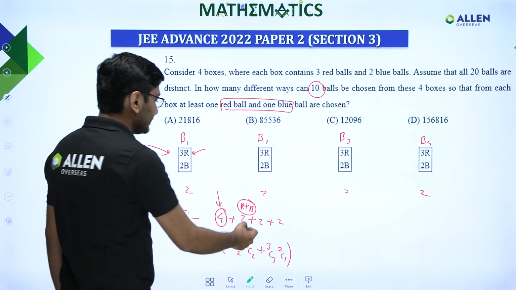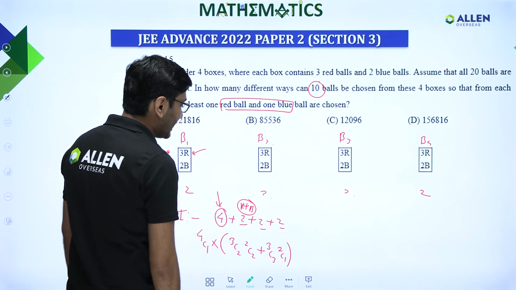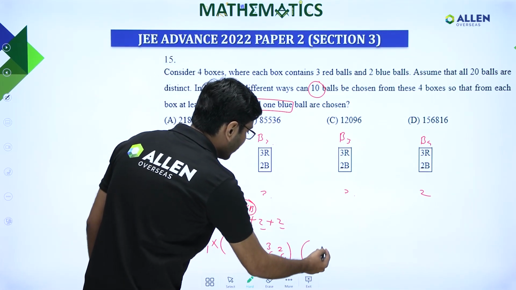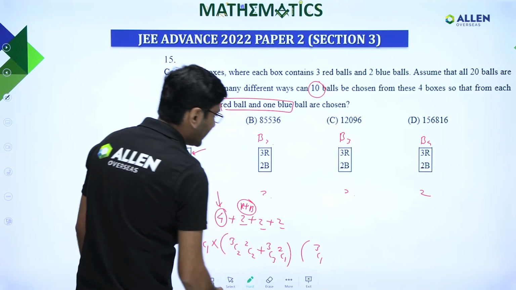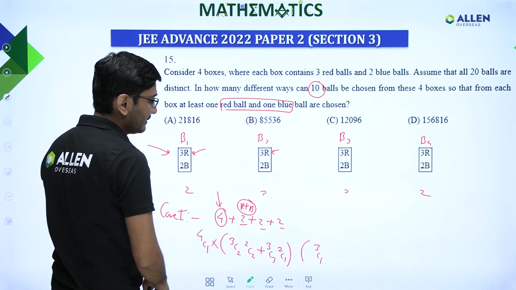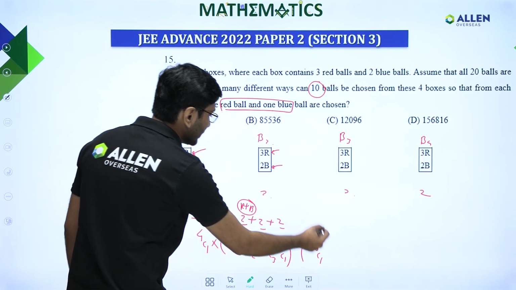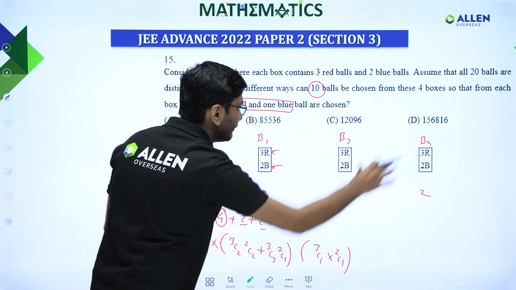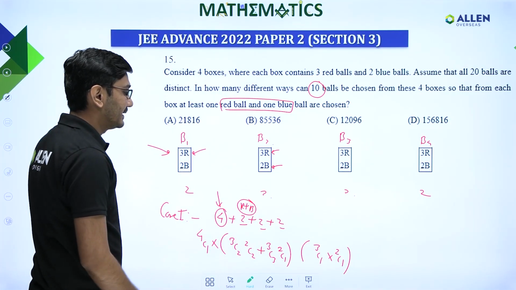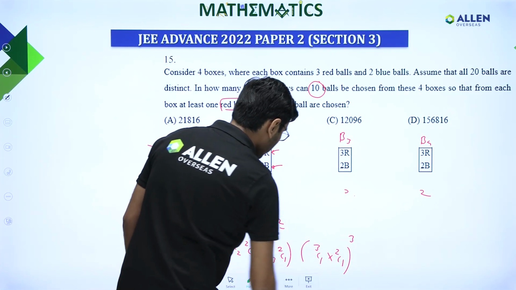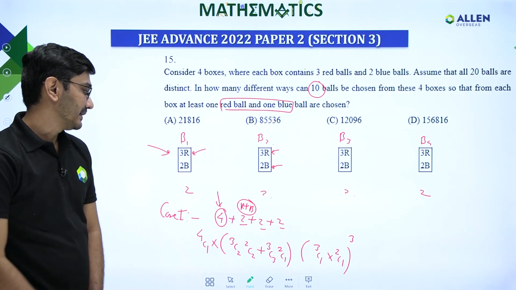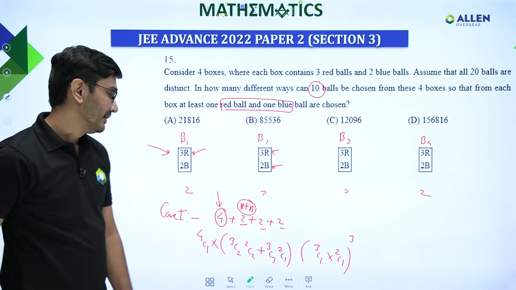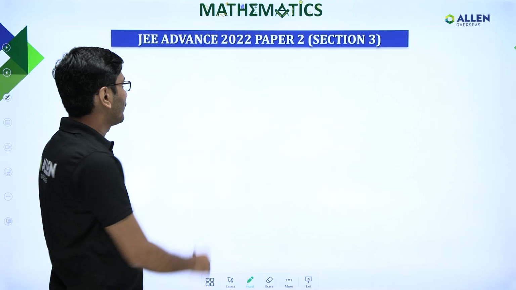Then from the remaining 3 boxes you have to choose 1 red and 1 blue. That can be done in what ways? 3C1, like from 3 red you can choose 1 red in 3C1, and from 2 blue you can choose 1 blue in 2C1 ways. So, that will happen for every other box, 3 times, therefore I will take its cube. So, this is the case, and if you solve this you will get some number, and then definitely case 2 will be what?